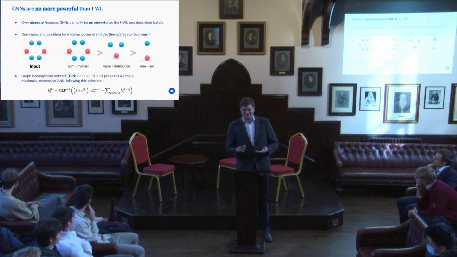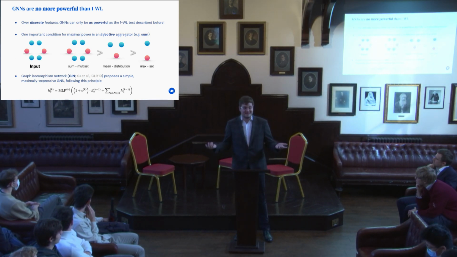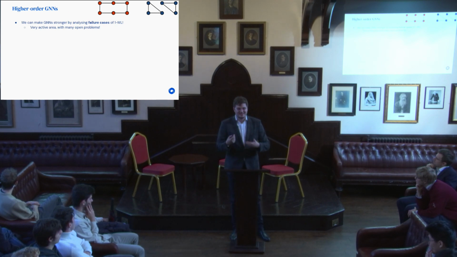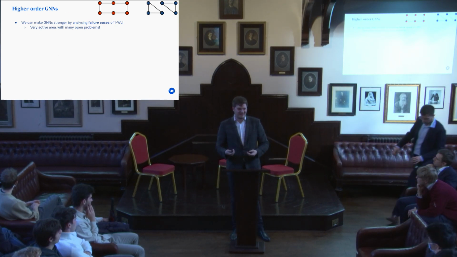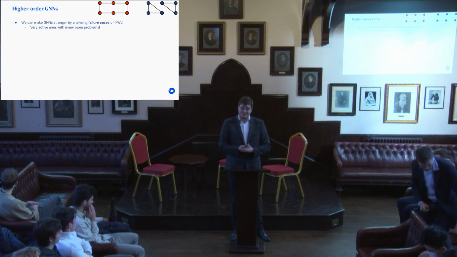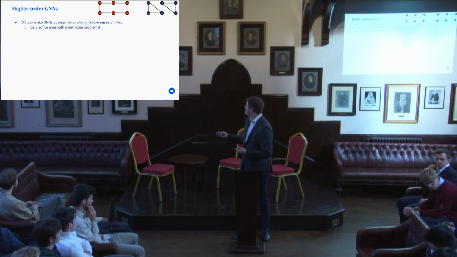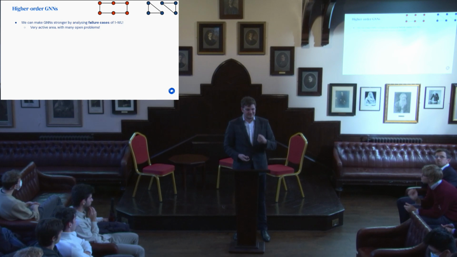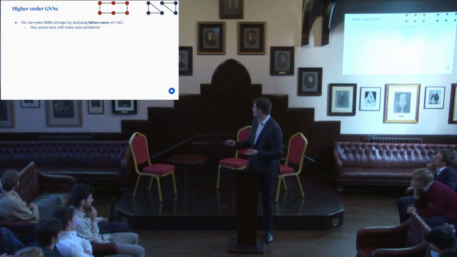Okay, so this sounds particularly dire, right? There are some very simple cases of graphs that this GNN cannot distinguish. But basically, if we look at what are the failure cases, we can design different versions of GNNs that might be in a better place to tell them apart. And this is, I must say, a very active area. There are many open problems, but let me show you just how close we are to an open problem at this particular point.